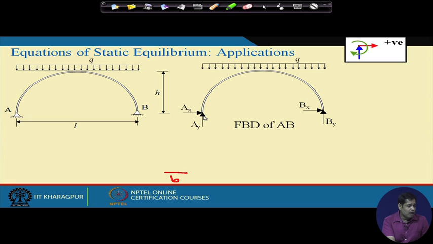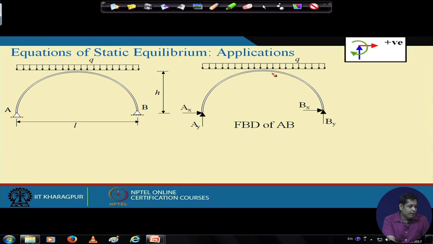Similarly, draw the free body diagram. Now at point A, since it is a hinge support, there will be no moment here, only horizontal and vertical reactions. At B, horizontal and vertical reactions, and this is a uniformly distributed load. Q is the intensity of the load. Intensity means the unit of Q is force per unit length, okay.